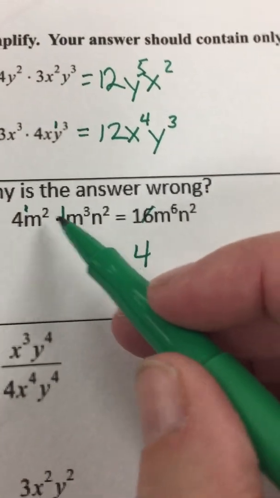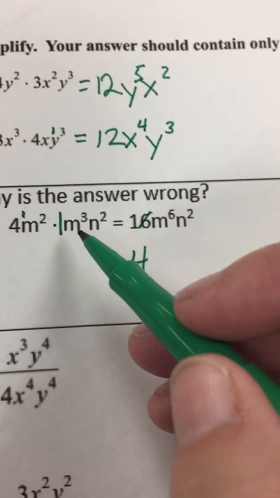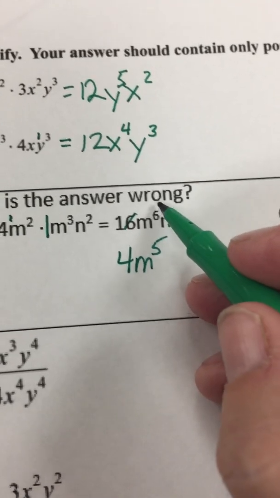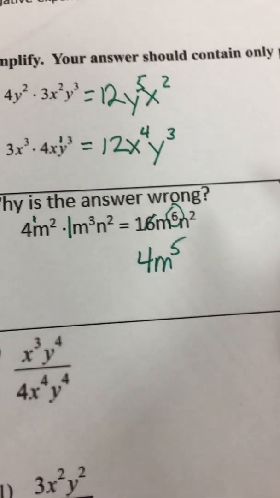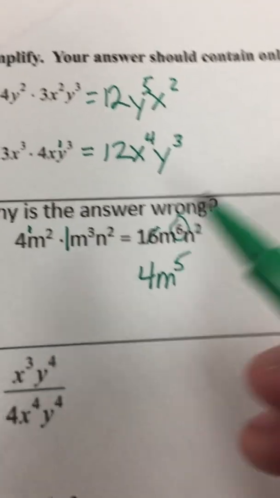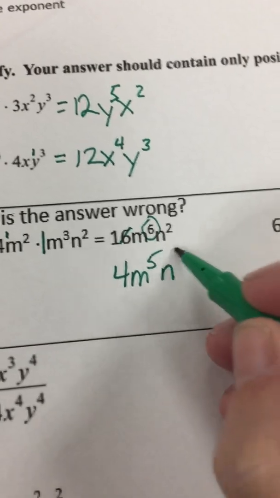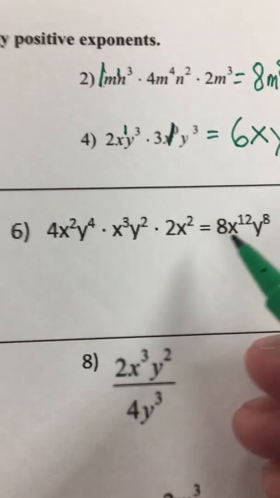M squared times m to the 3. What do you do with the exponents? You add them if the bases are the same, so that's m to the 5. What did they do? They multiplied them to get a 6, so don't multiply the exponents. You add the exponents. No m's over here, so this is still n squared, so they did that piece right. Got it? All right, what did they do wrong on this one?